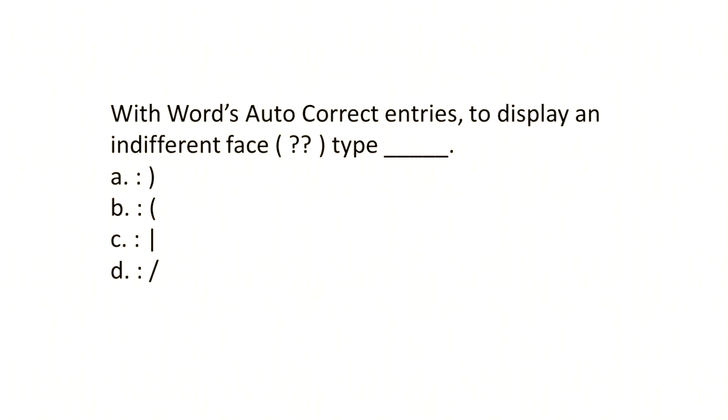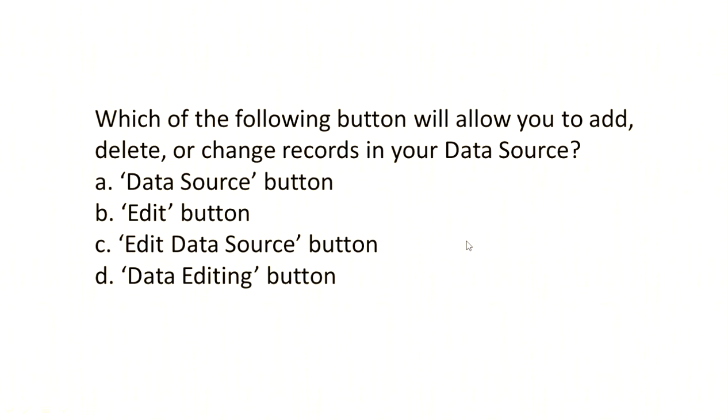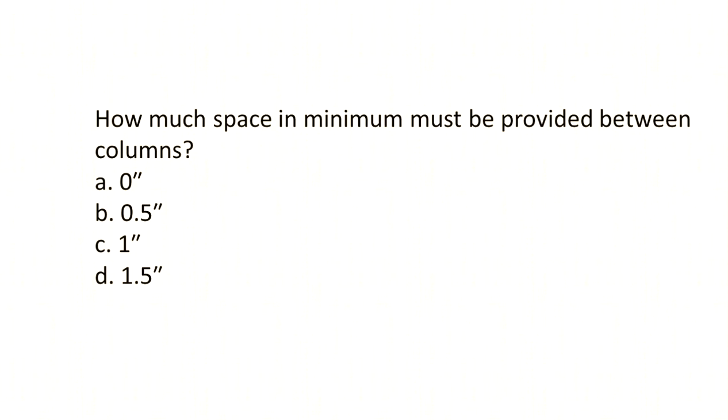Next, with Word's autocorrect entries to display in a different face type? Answer is C. Next, which of the following buttons will allow you to add, delete or change records in your data source? Answer is the Edit Data Source button. Next, how much space in minimum must be provided between columns? Answer is 0.